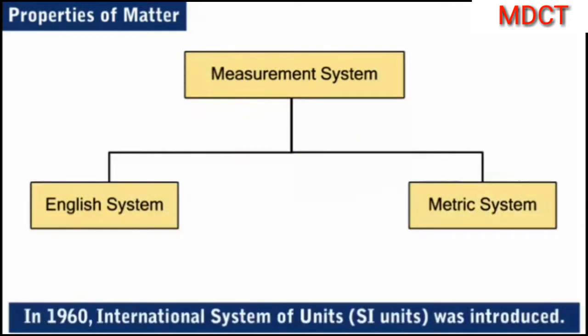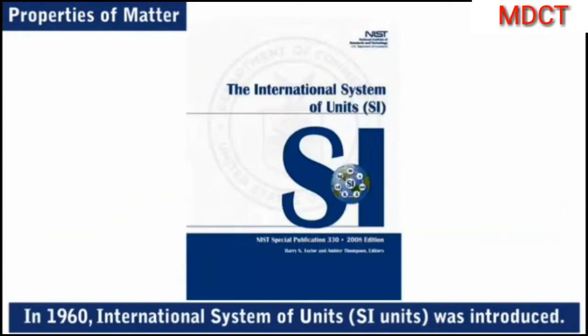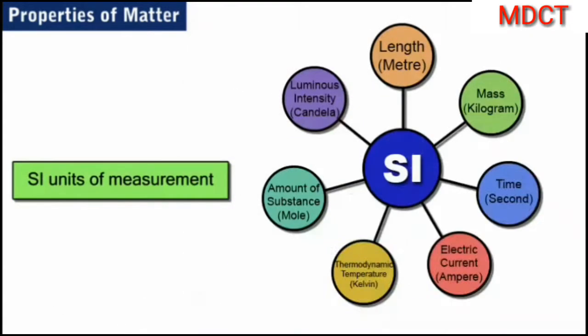In 1960, the metric system was improved at the General Conference of Weights and Measures to create a new system called the International System of Units, or SI, which is short for System International in French. The SI unit pertains to 7 fundamental scientific quantities.